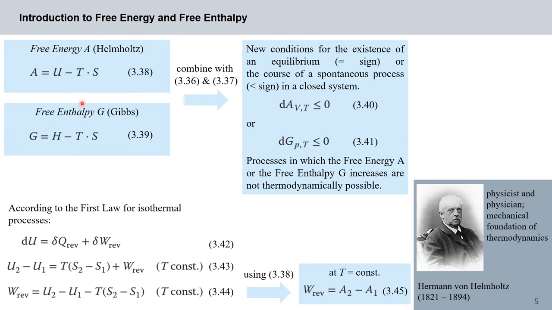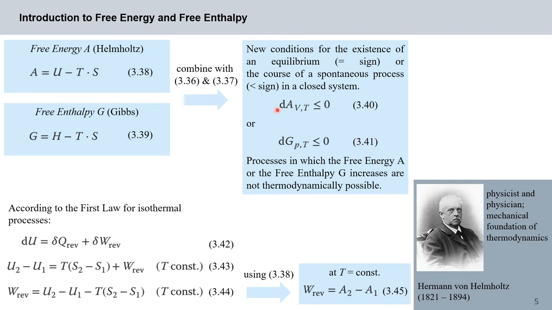Anyway, let's take these two equations, the Helmholtz and Gibbs descriptions for the free energy and the free enthalpy, and combine that with our previous constraints that we derived from the first law of thermodynamics. These are the relations 3.36 and 3.37, which you just saw in the last slide, for our closed heat exchanging system. Now we get new conditions for the existence of an equilibrium, which is essentially the equal to sign, or the course of a spontaneous process, whenever these signs are smaller than. These are the two equations 3.40 and 3.41.